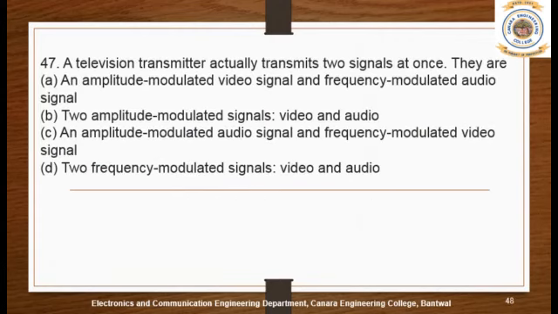Then a television transmitter actually transmits two signals at once. They are an amplitude modulated video signal and a frequency modulated audio signal. Obviously, AM is always a video signal and FM is always an audio signal. So that is what is used in a television transmitter device.